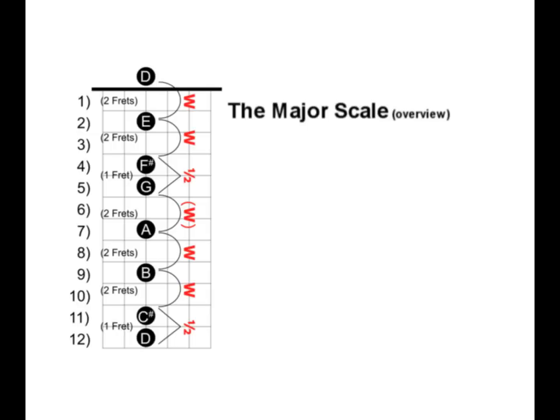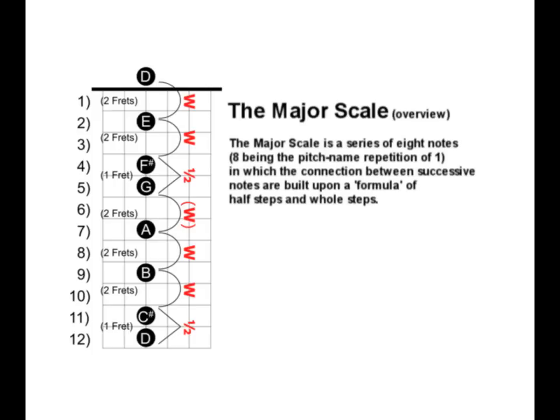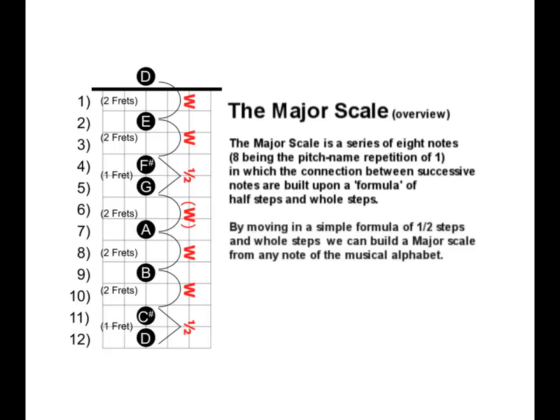The first order of business is to do a brief overview of the major scale itself. Now, the major scale is a series of 8 notes, 8 being the pitch name repetition of 1, in which the connection between successive notes are built upon a formula of half steps and whole steps. By moving in a simple formula of half steps and whole steps, we can build a major scale from any note of the musical alphabet.